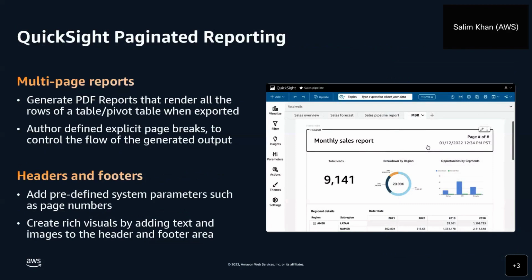You can now create multi-page reports, which basically renders the entire content of the table or a pivot table in a PDF. You can also control the flow of the output by defining page breaks, and create custom headers and footers by using predefined system parameters, such as page numbers or a report date.